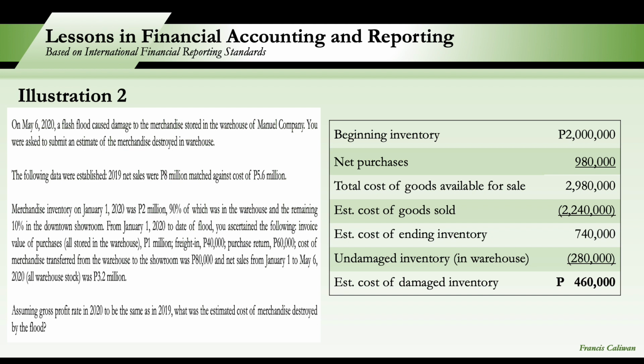First is the inventory in the downtown showroom. Beginning inventory of 10% times 2 million, that is 200,000. And the merchandise transferred from the warehouse to the showroom of 80,000. So a total of 280,000 undamaged inventory. So 740,000 estimated cost of ending inventory less the cost of undamaged inventory, which is 280,000. So our estimated cost of damaged inventory is only 460,000.